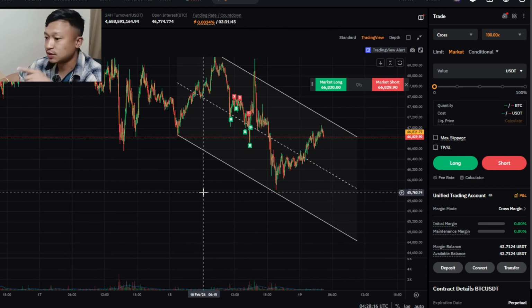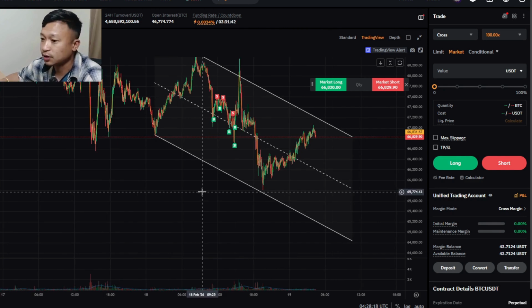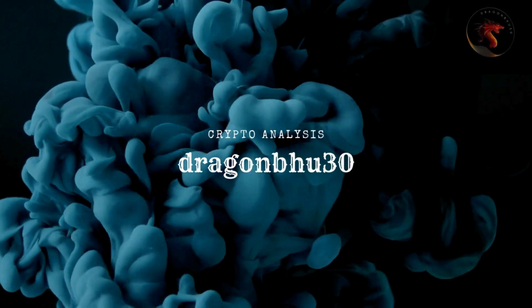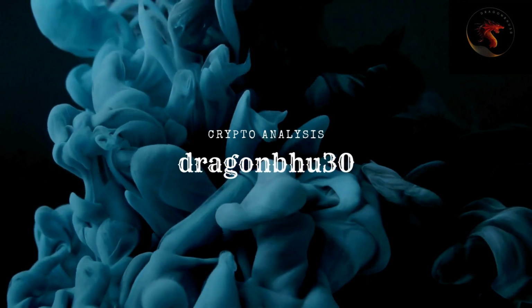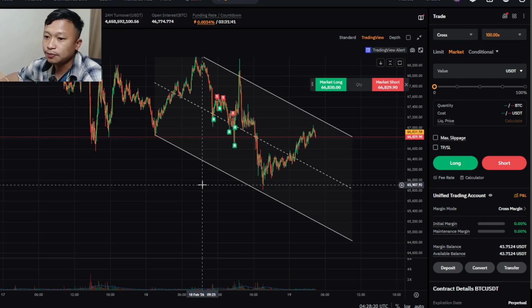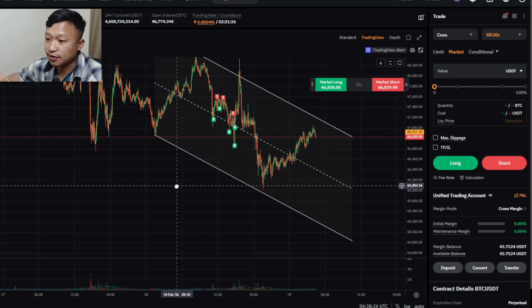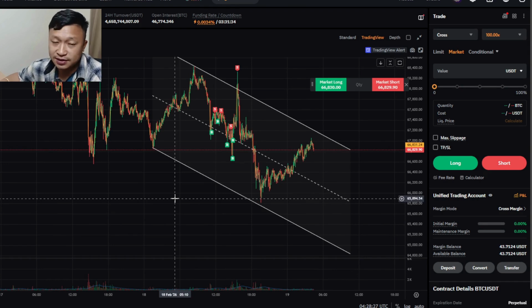This is the first step that you should know about trading. Before knowing anything about trading, you must know about this: entry, exit, and how to set your stop loss.